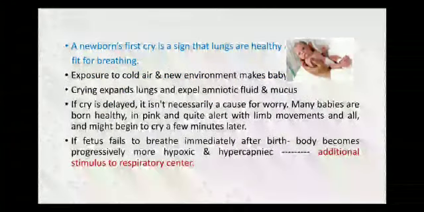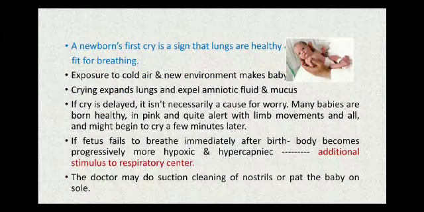And when the fetus is not breathing immediately after birth, there will be hypoxia and hypercapnia. That is, again, an additional stimulus to the respiratory center to breathe. So, the child will cry. The doctor may do the suction cleaning of the nostrils or pat the baby on the sole. That is providing a tactile stimulation for breathing.